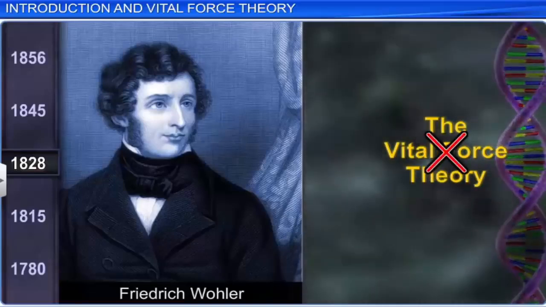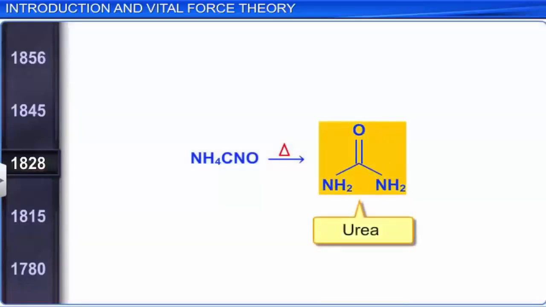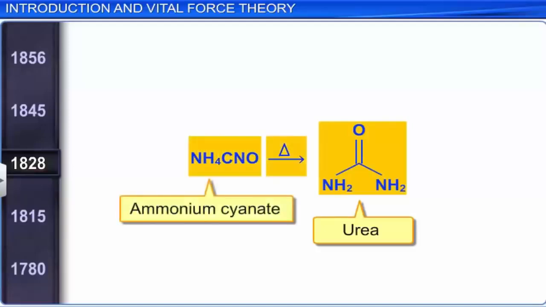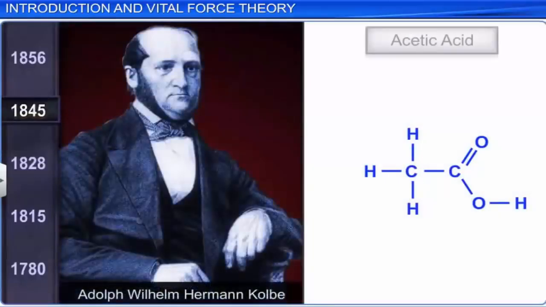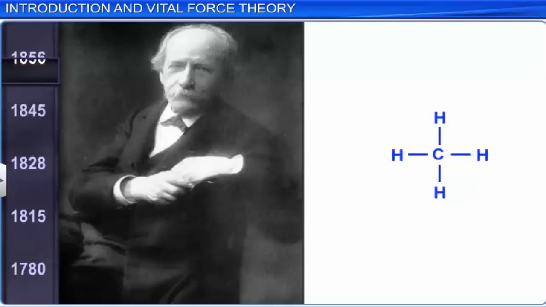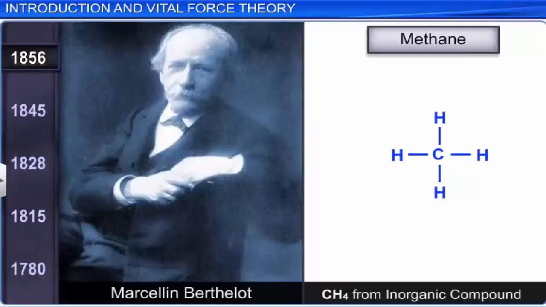Wöhler synthesized an organic compound, urea, by heating an inorganic compound, ammonium cyanate. Later in 1845, Kolb synthesized acetic acid from purely inorganic compounds. And in 1856, Berthelot synthesized methane from an inorganic compound. Thus, this led to the end of the vital force theory.